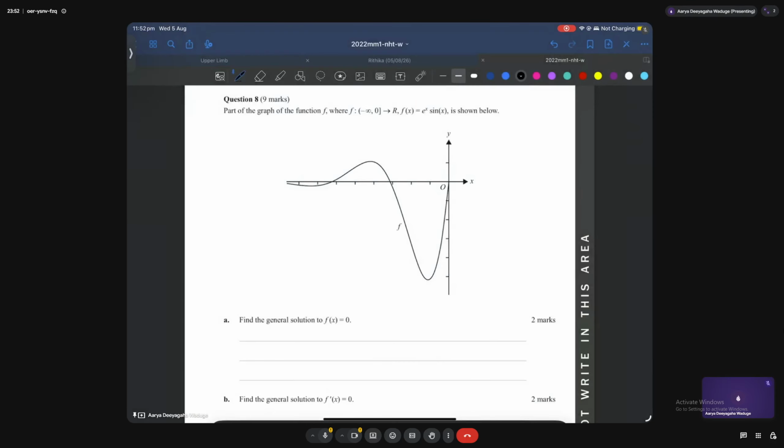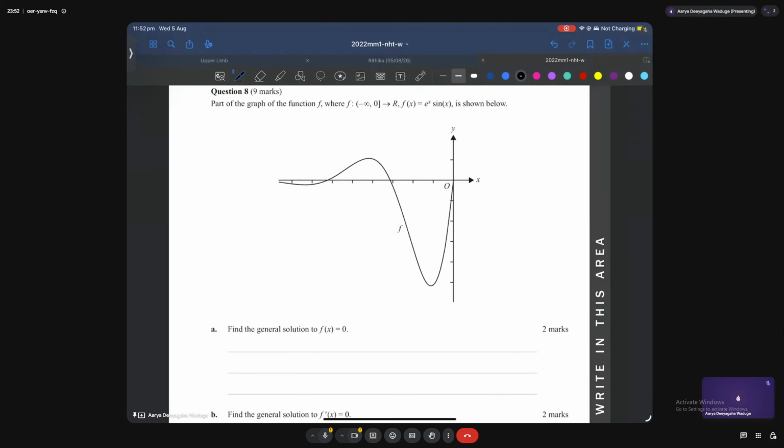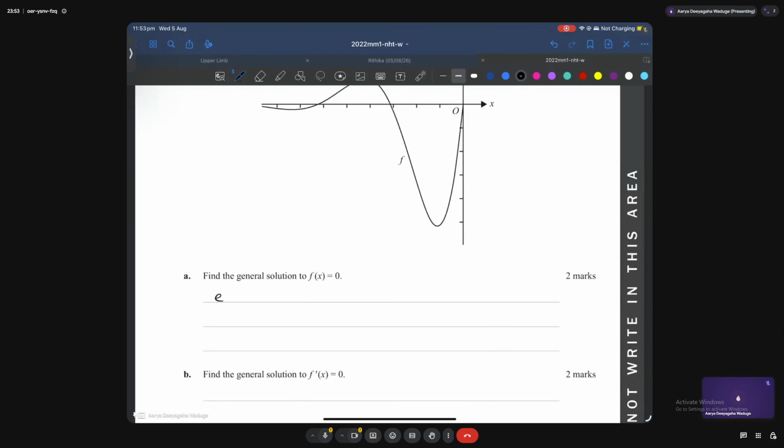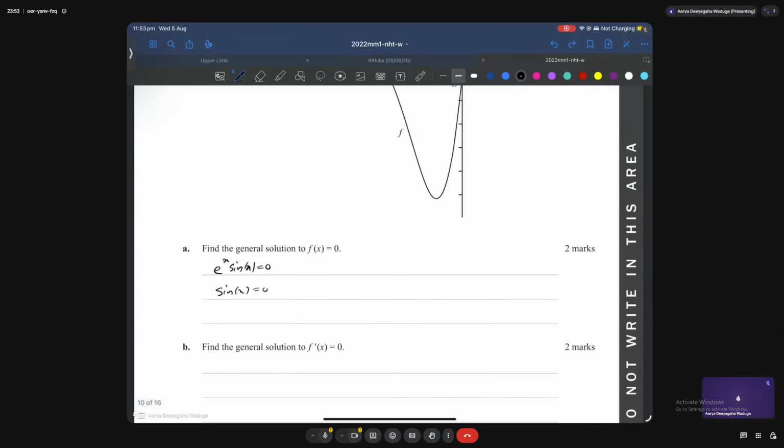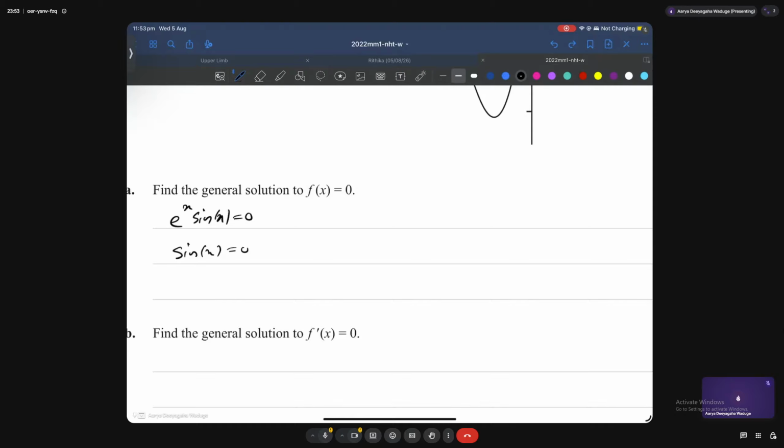Oh, sorry. So we have a function here, a very strange looking one, defined from negative infinity to 0, which is important. Find the general solution to f of x equals 0. So what we're going to do is e to the x sine x is equal to 0, and effectively this is just saying sine of x is equal to 0, because e to the x cannot equal 0. So yeah, sine of x is equal to 0.